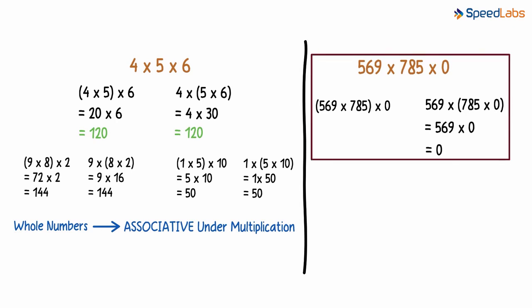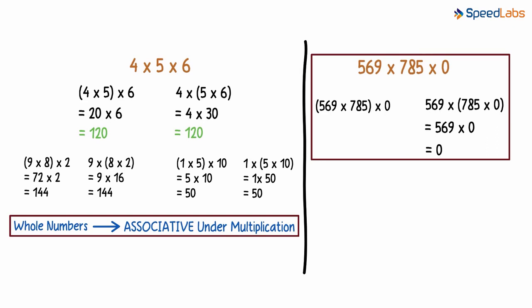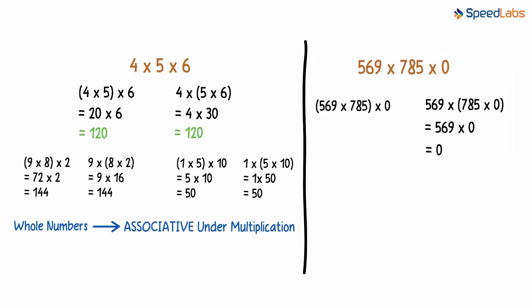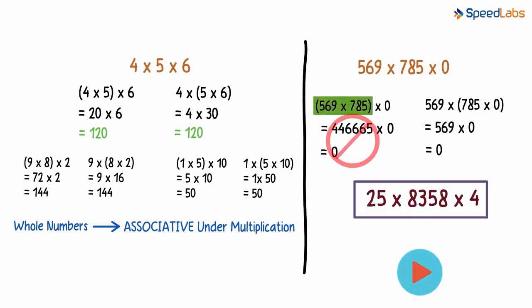This was actually an application of the associative property of whole numbers for multiplication. We didn't really have to waste time multiplying the first two numbers and then multiplying the result with 0. In the next video, we will see how we use the associative property of whole numbers to solve bigger multiplication problems.